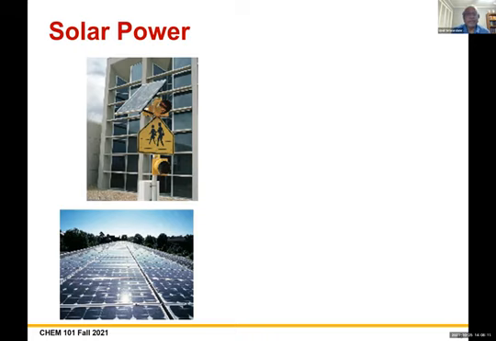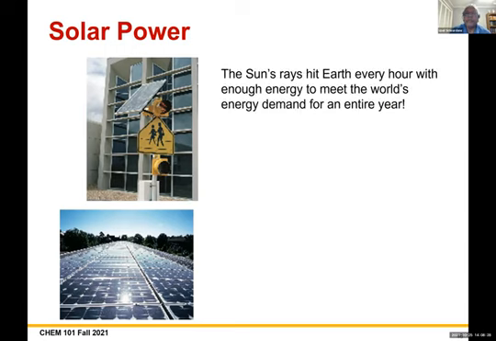You must have seen a lot of solar panels on buildings and along traffic highways, generating electricity for controlling devices, cameras, etc., and on rooftops of buildings. The sun's rays hit the Earth every hour with enough energy to meet the world's energy demand for an entire year. But we cannot harness all of it. It gets reflected back and absorbed by different things on the surface of the Earth.